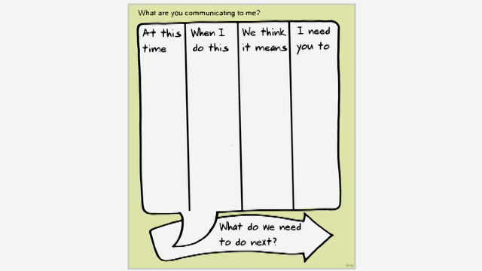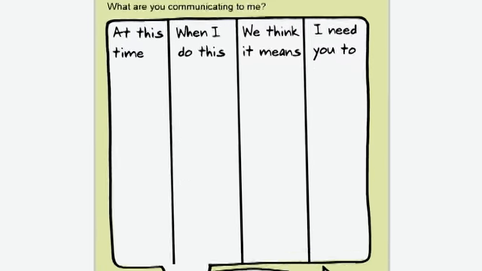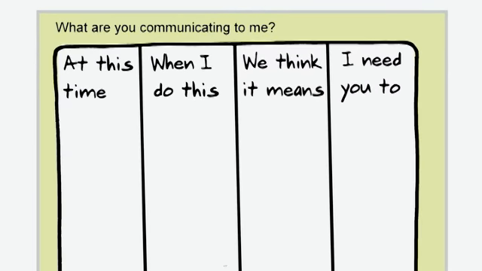In the communication chart, when you look at it, you can see that the middle part says, what is the behavior? What is the person doing? And the third column is, what does that behavior mean? What is the person saying with their behavior, and what does that behavior mean?